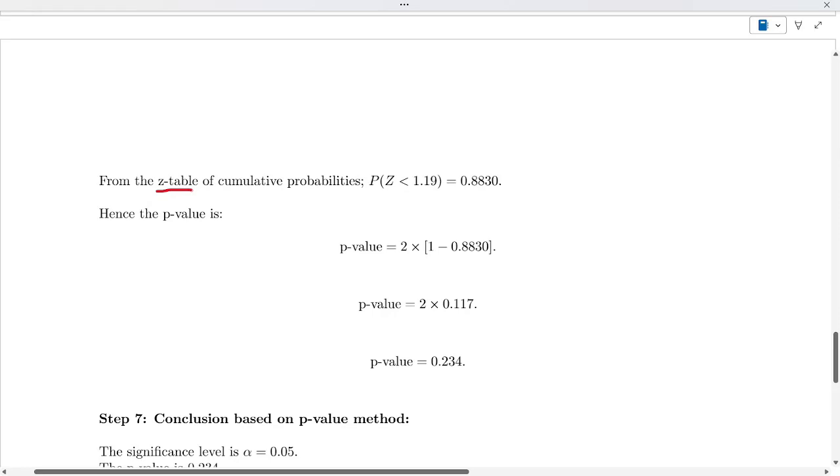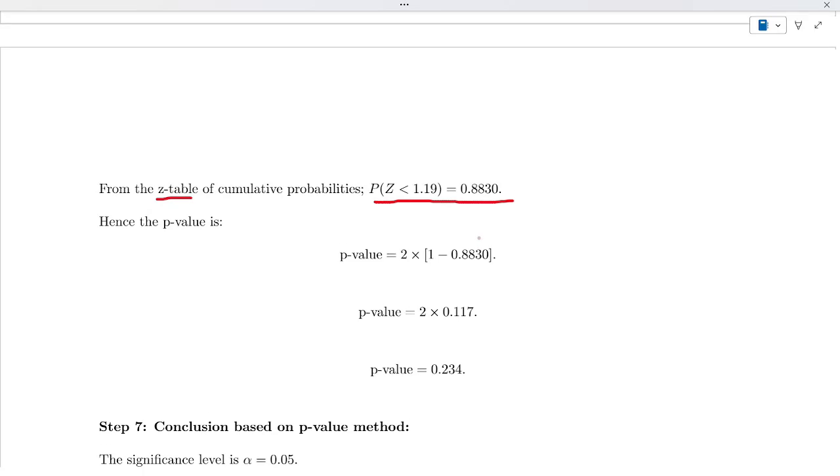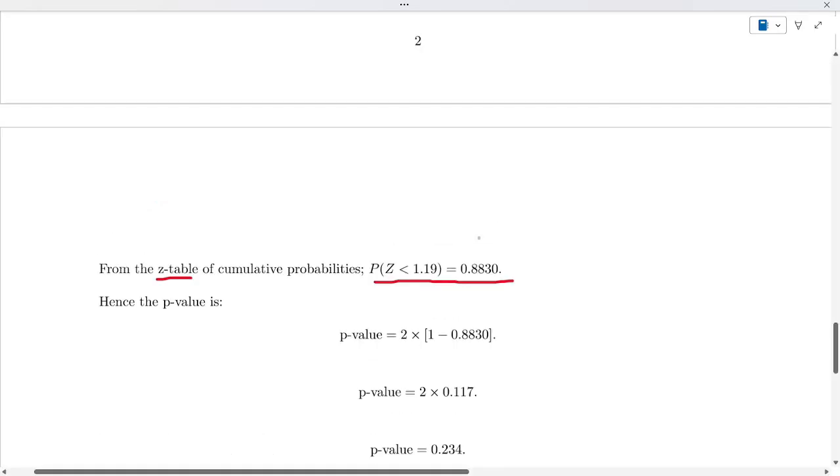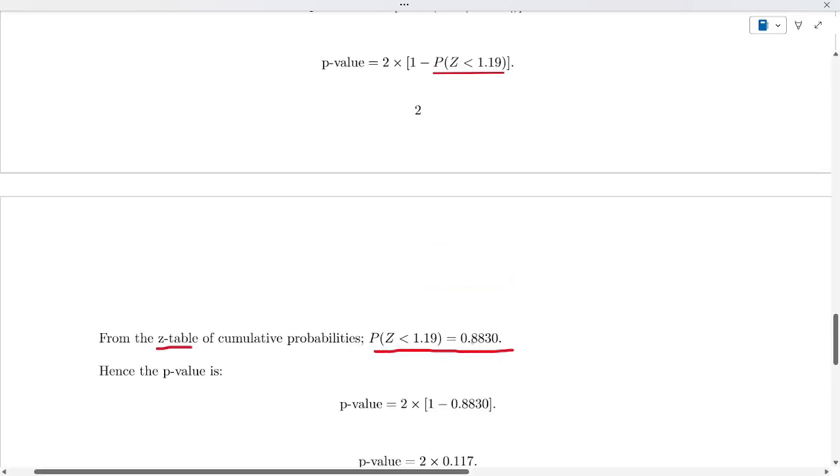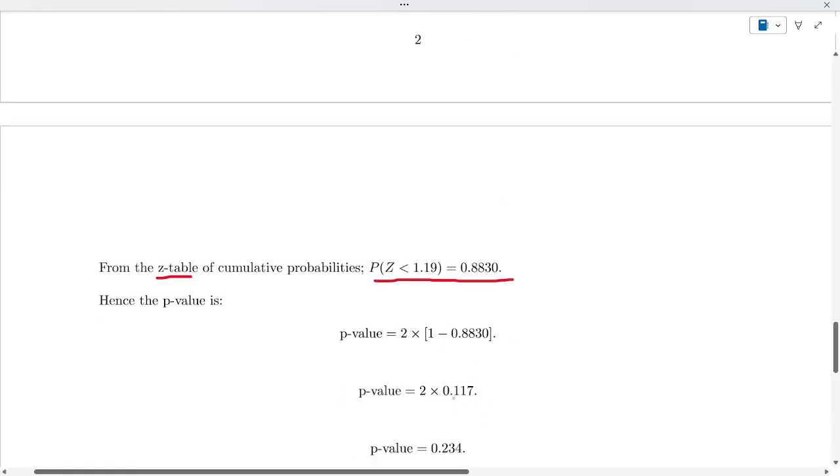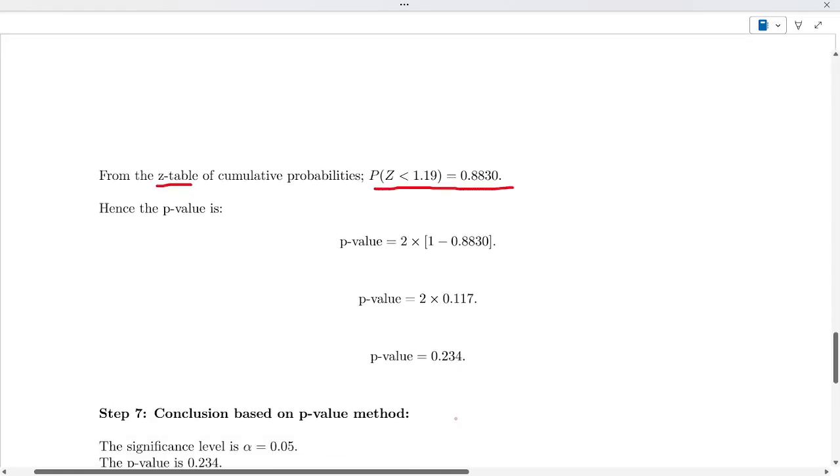From the Z table of cumulative probabilities, one can find that the probability G less than 1.19 is 0.8830. Hence, the p-value is, we have to put this 0.8830 here. So, we subtract this from 1 and then we multiply it by 2. Then we get p-value equals 0.234.